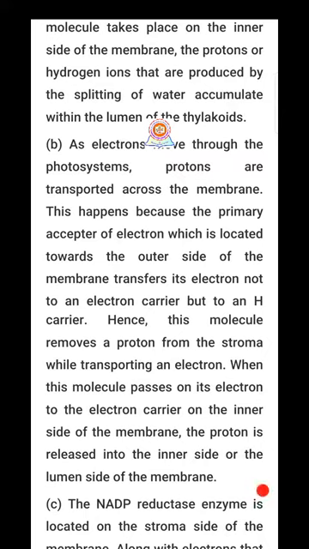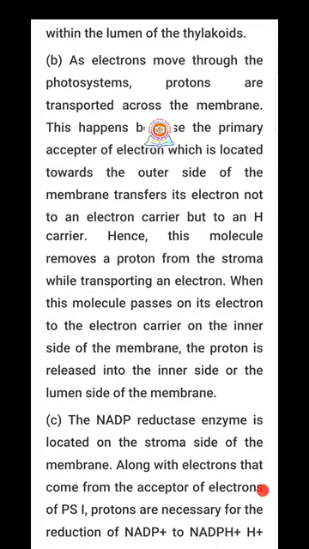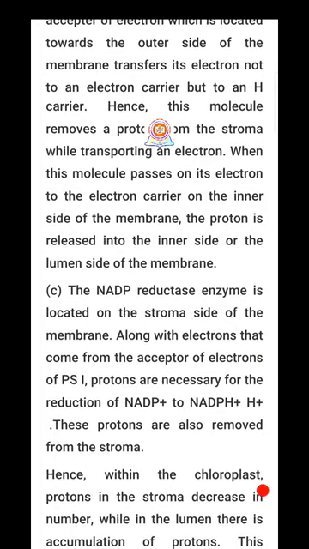The electrons are released on the outer side of the membrane, and from the splitting of water molecules on the inner side of the lumen or membrane. The electrons move towards the protons with hydrogen ions, and because of that the proton gradient is produced in the lumen or inner side of the membrane.